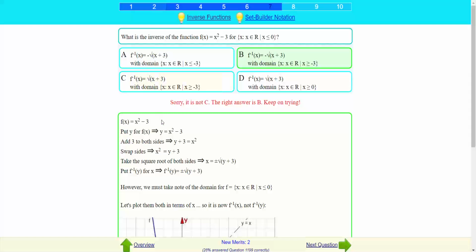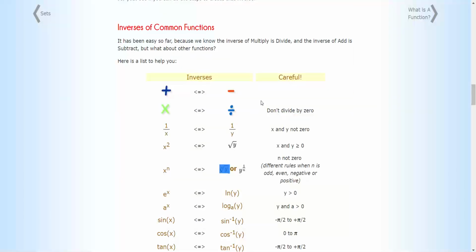So x plus 3 equals x squared. And then we swap, yeah, we've done all of this right. So the square root, does it mean that it has to be, it didn't say here that the square root is either positive or negative. It's always positive, right? Like seriously.